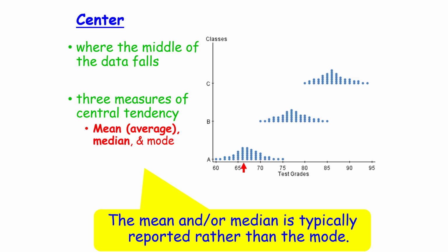So here we can see in each of these examples, A, B, and C, the measure of central tendency, so that average of each of those distributions.